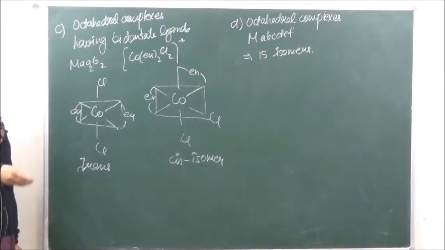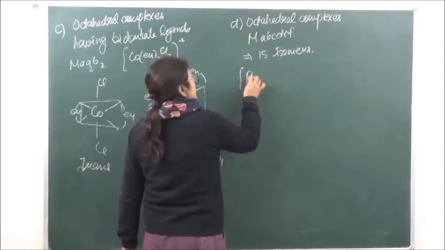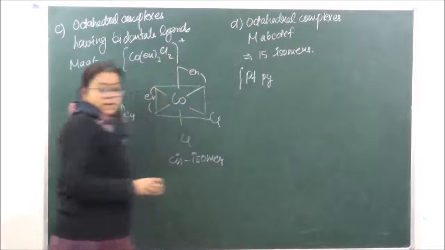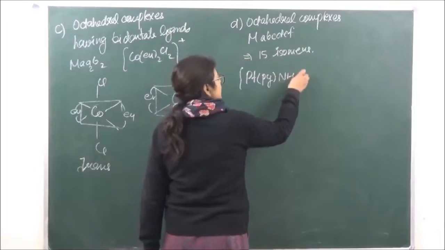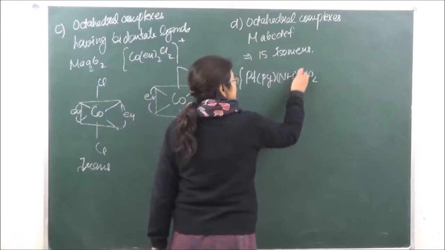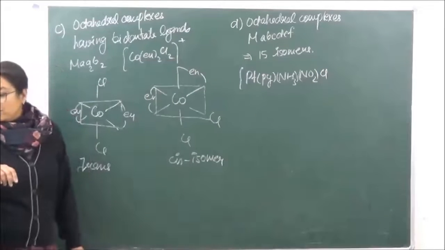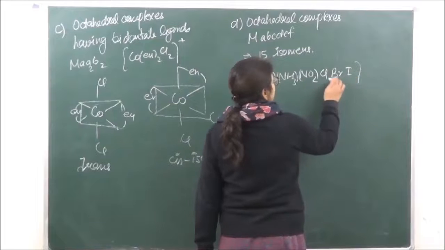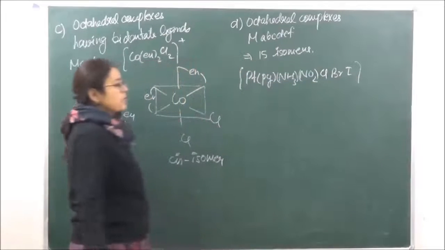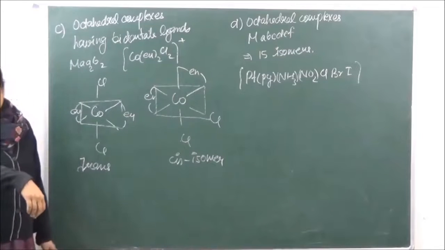So there's only one of it which has been isolated or prepared so far, that is going to be platinum, pyridine, NH3, NO2, then chlorine, bromine and iodine. So 1, 2, 3, 4, 5, 6. There are 6 different ligands which are present. This compound is the only compound having 6 different ligands, and it is going to have 15 isomers.